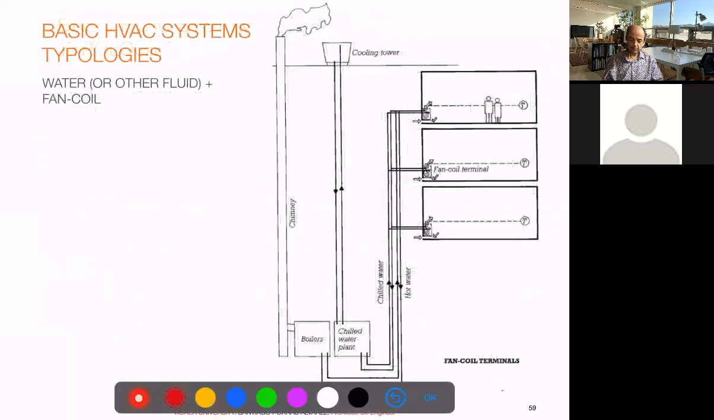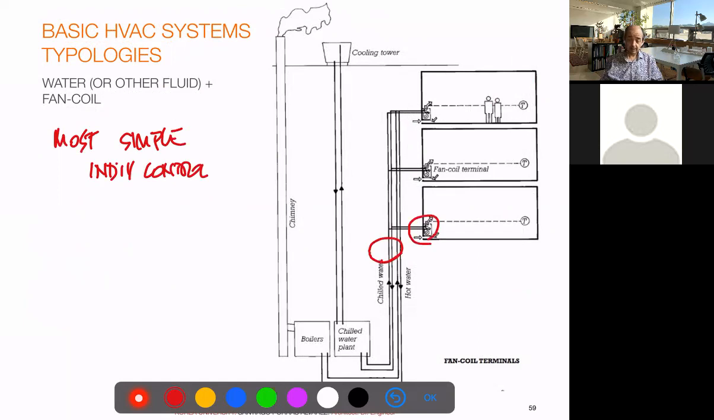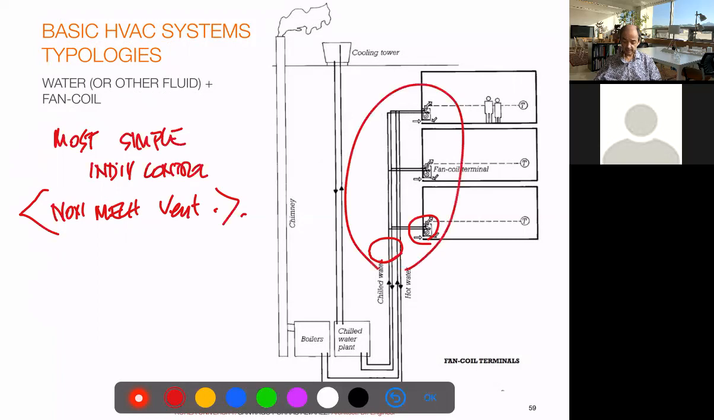And finally, we have the most simple and also the most individual control, which we have all by fluids with individual fan coils and no mechanical ventilation, right? Which in terms of simplicity is the best, but then you will rely just on the window opening, which may not always be the best system to save energy.